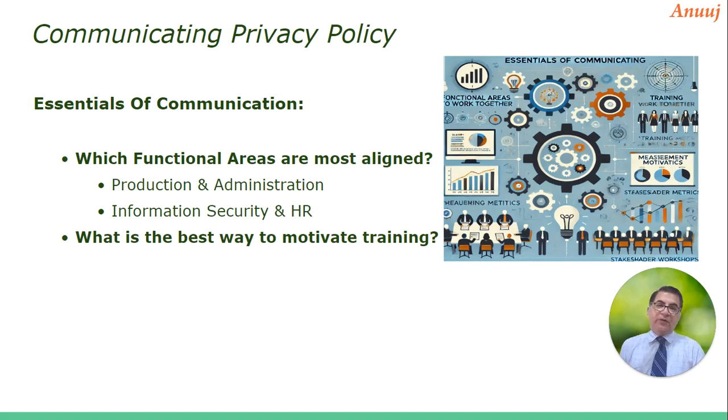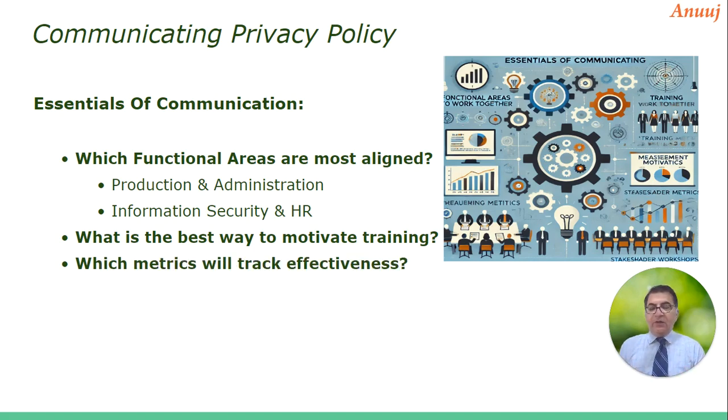What is the best way to motivate training for your staff, right? It could be, as I mentioned earlier, nice posters, short videos, danglers. Your cafeteria has a TV, and throughout the day, or maybe at least during the lunch breaks and tea breaks, you have short videos that come up talking about privacy, maybe something related to employees themselves also, so that they realize, oh, if my personal information is out, it is bad for me, so I should take care of others as well. Which metrics will track effectiveness? Privacy policy has to have defined metrics, and whenever you are reviewing your policies, you should be able to review whether these metrics have improved or not.